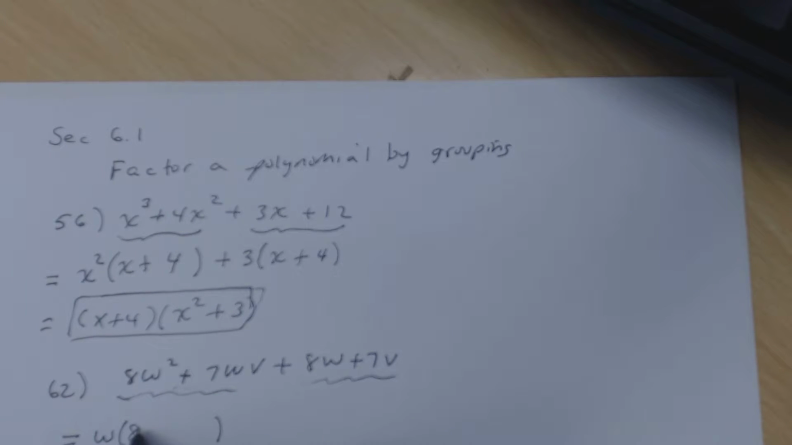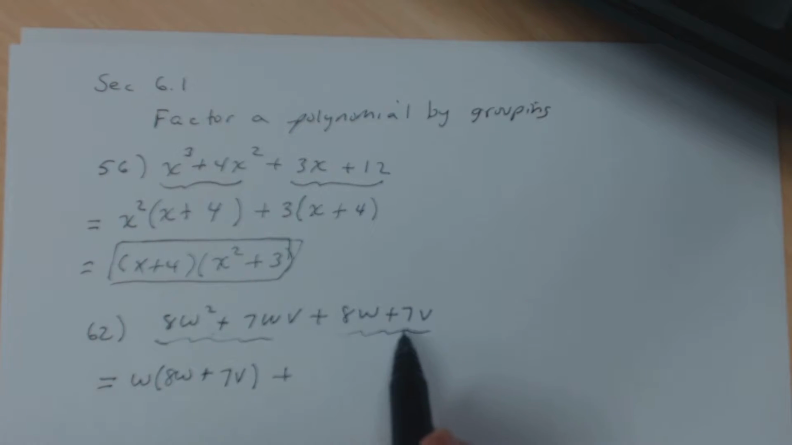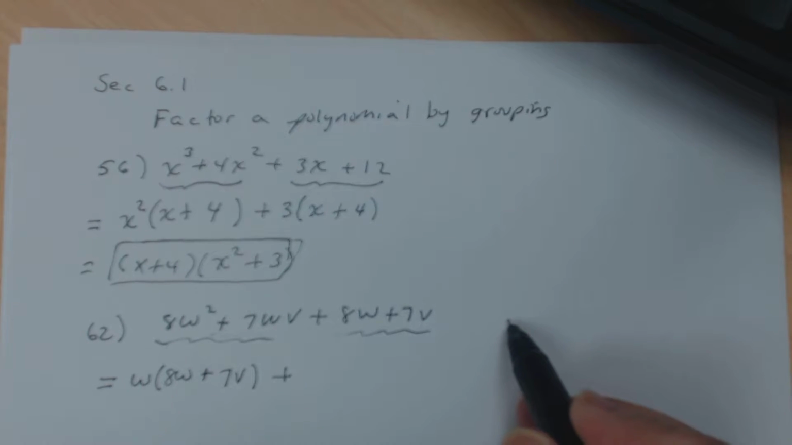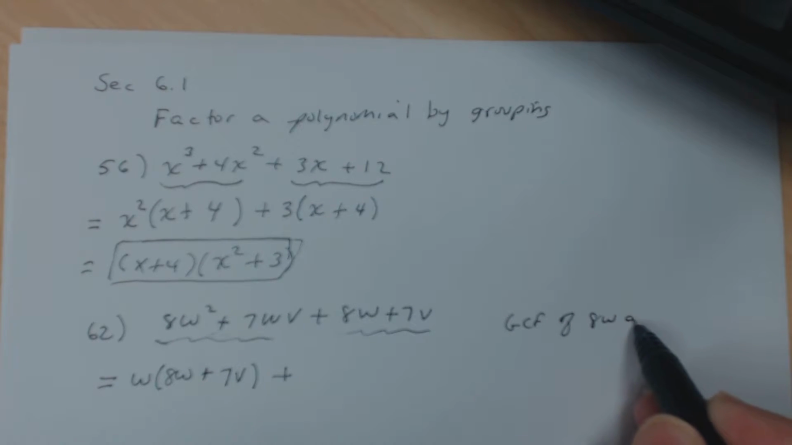So w times 8w is 8w squared, plus w times 7v is 7wv. So w times 7v gives us this. Now over here, if you look at this, the terms 8w and 7v, so the GCF, remember now, the GCF of 8w and 7v is 1.